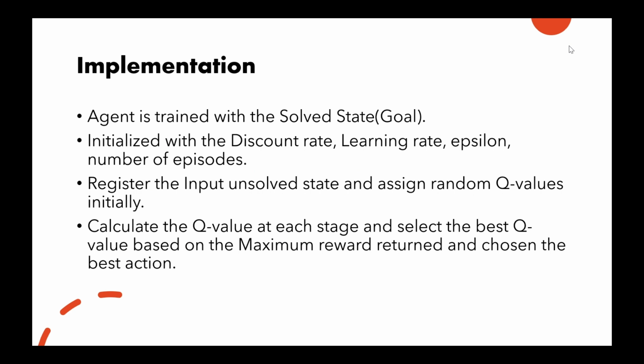At each state, Q values are calculated. For each and every state the Q values must be calculated; there is no scope to skip that calculation. The best Q value is based on the maximum rewards, and the next best action is chosen until the goal state is reached. In the coming slide, we can see the graph.